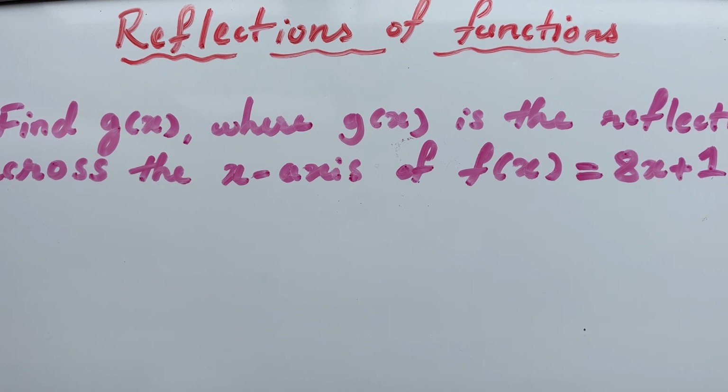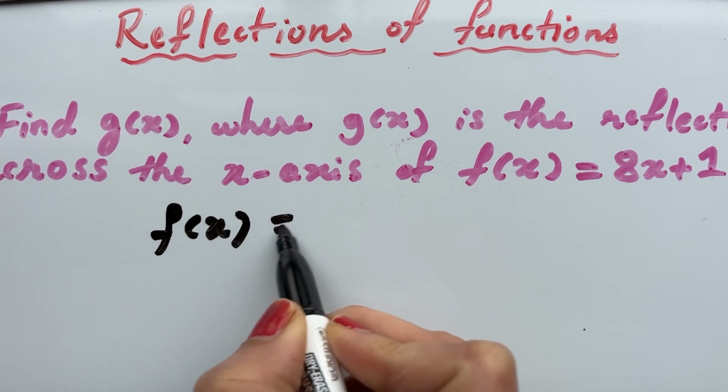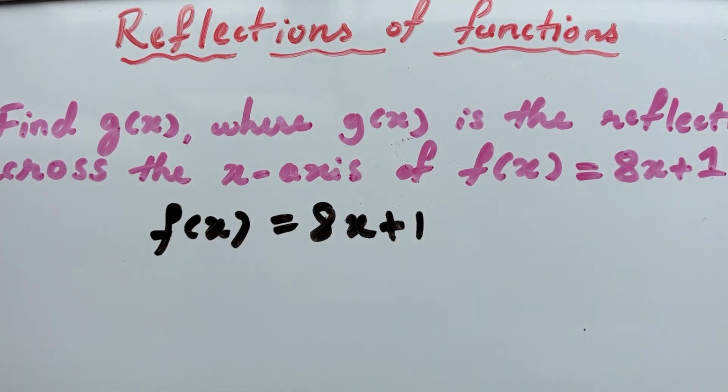Today we are learning reflections of functions. My first question is, find g(x) where g(x) is the reflection across the x-axis of f(x), where f(x) is given as 8x + 1. What is given here? f(x) is given as 8x + 1. So you have to find g(x) here, where g(x) is the reflection across the x-axis.